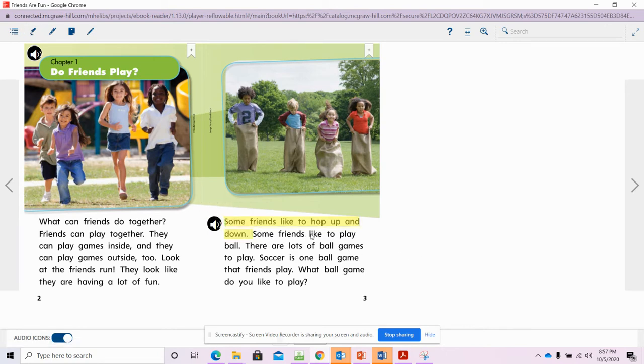Some friends like to play ball, so friends like to play ball. Let's make that one a different color. We'll leave it. There are lots of ball games to play. Soccer is one ball game that friends play. So that's a detail too. Friends can play soccer, right? That's a detail that we just found also. What ball games do you like to play?